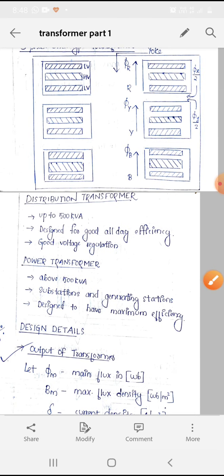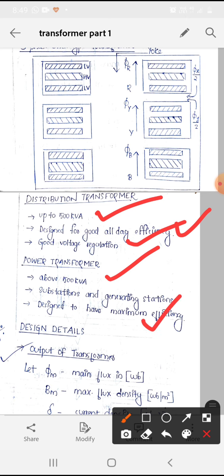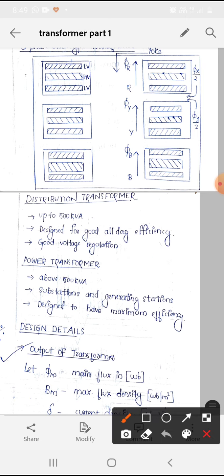So moving on to the distribution transformer and power transformer differences. What's the difference between distribution transformers and power transformers? Normally distribution transformer is just up to 500 kVA, and power transformer we can use above 500 kVA. Also, distribution transformer is designed for good all day efficiency, and it has good voltage regulation, whereas power transformers are normally used in substations and generating stations, and are designed to have maximum efficiency.